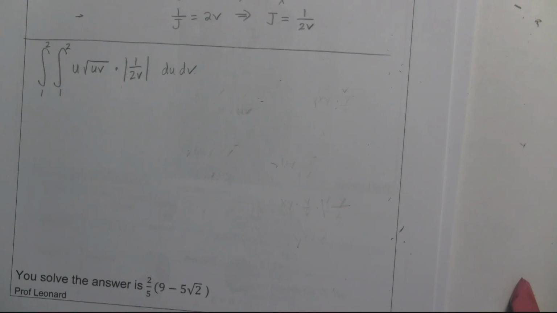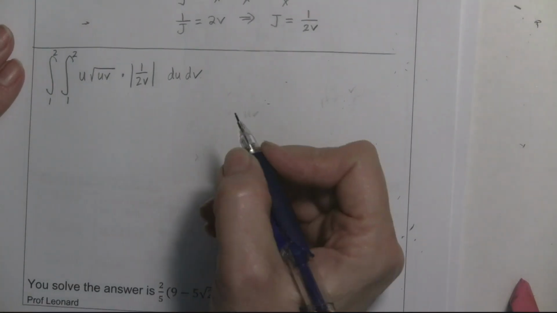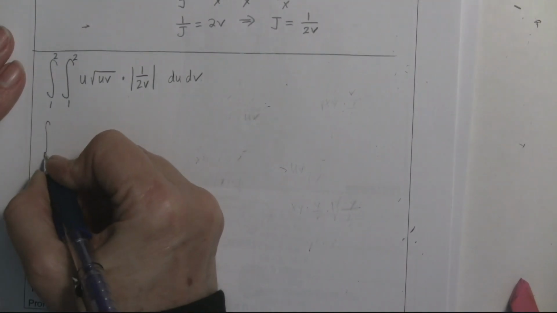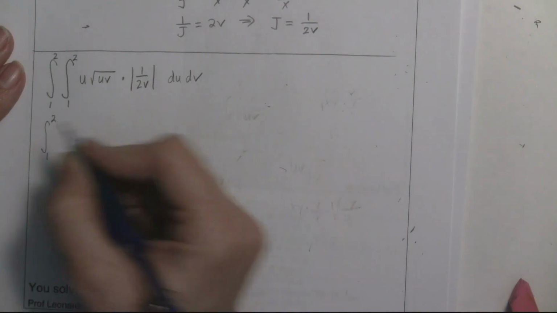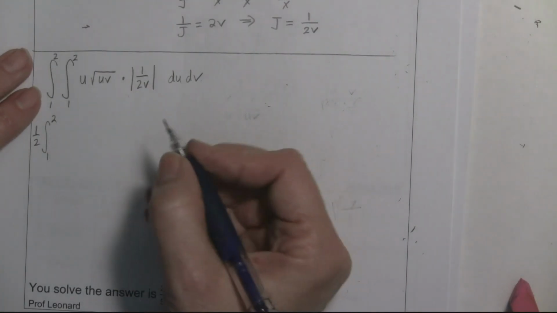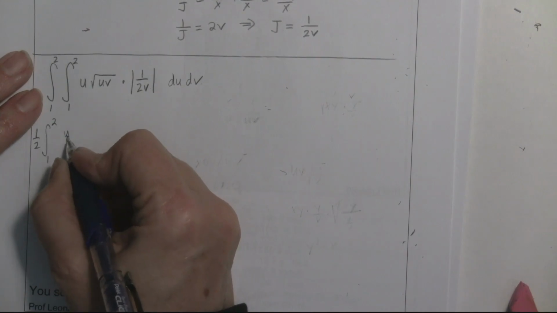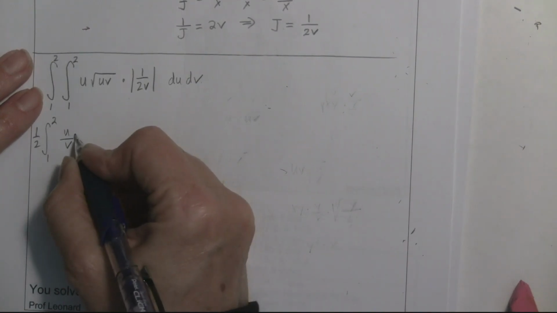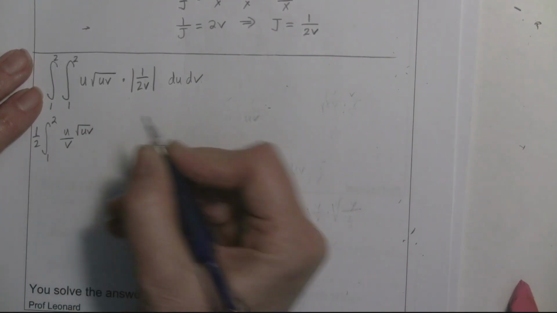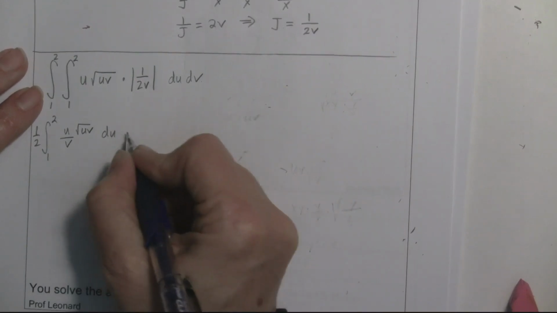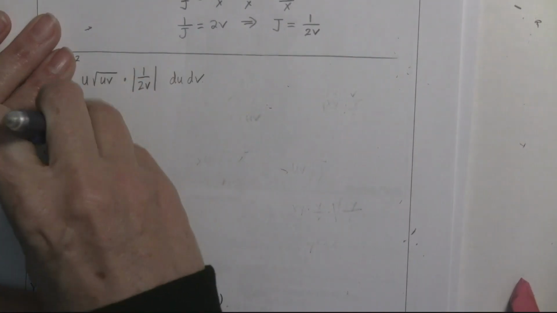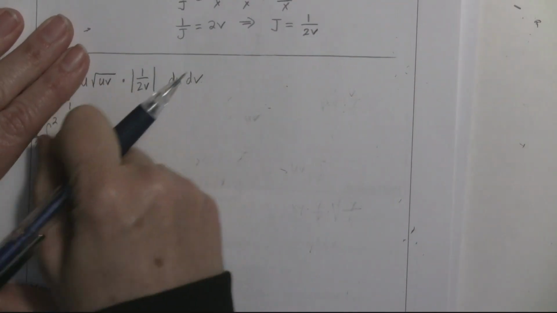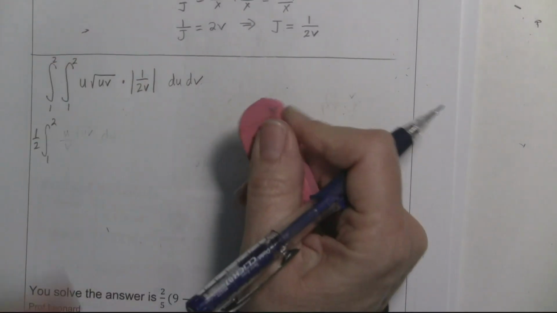I can move the half out in front, but I can't move the v out in front. And so I have this crazy thing now to integrate from 1 to 2, half out in front, and I'm going to have u over v times the square root of uv du. Oh, two integrals, Donna. Two integrals.